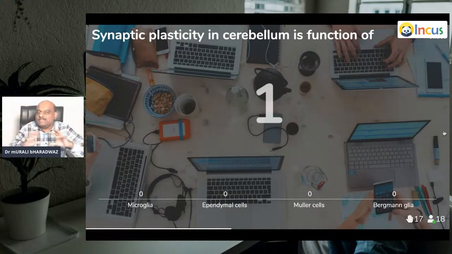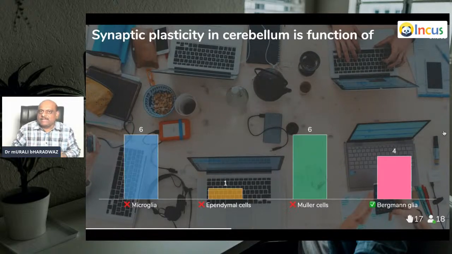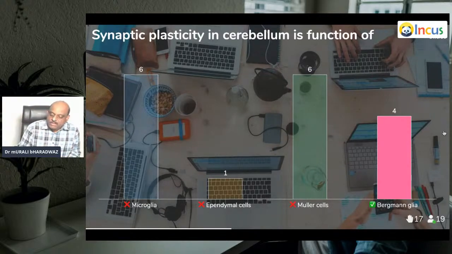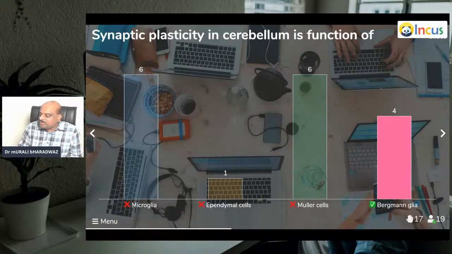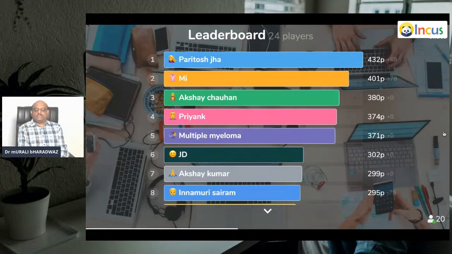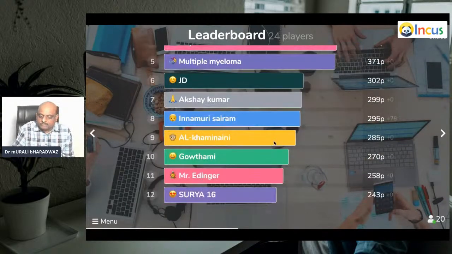Synaptic plasticity in the cerebellum. What do you mean by synaptic plasticity? When you are learning to drive a car for the first time, learning how to shift gears, your cerebellum is also learning. The more you drive a few more kilometers, automatically and involuntarily you will be putting the gear and clutch. So that is synaptic plasticity. It is the Bergmann glia which are responsible for the synaptic plasticity, is what you should remember. Good. That brings Paritosh Jha to the top.